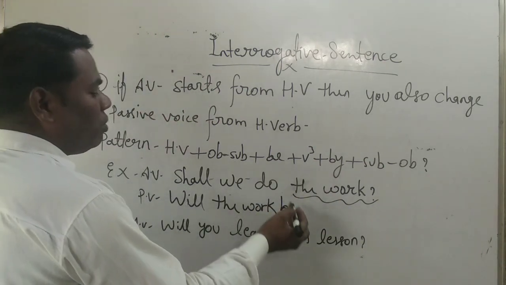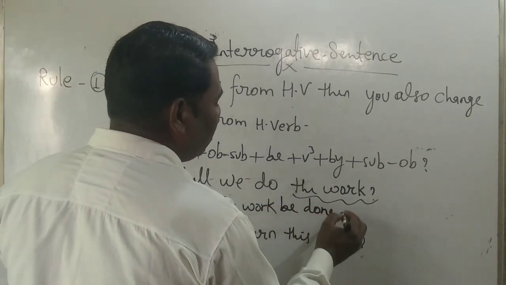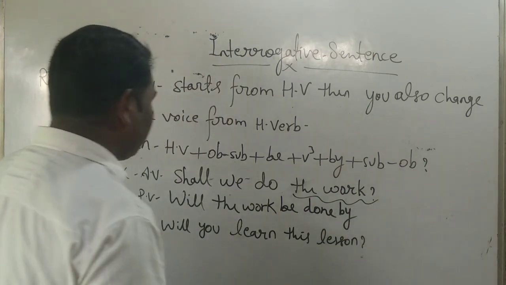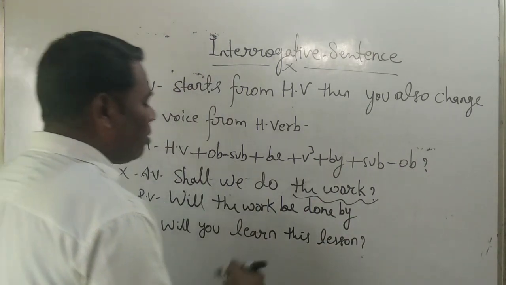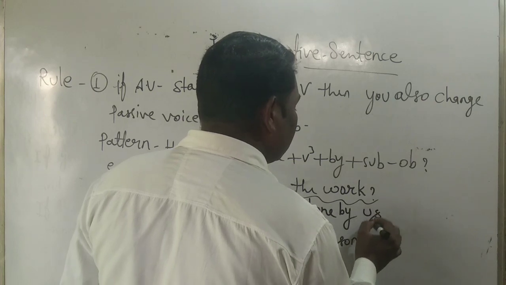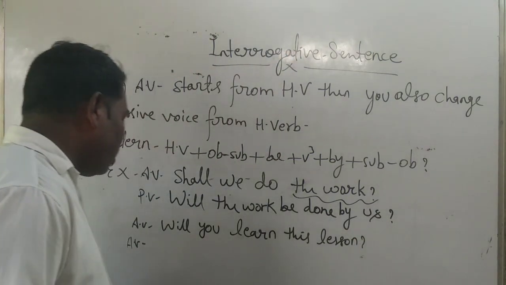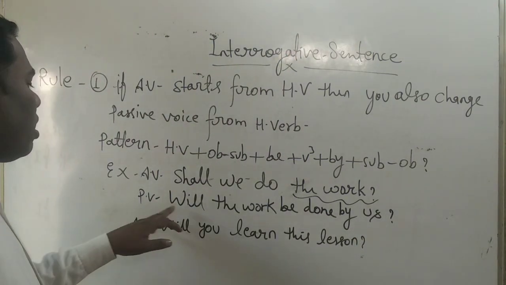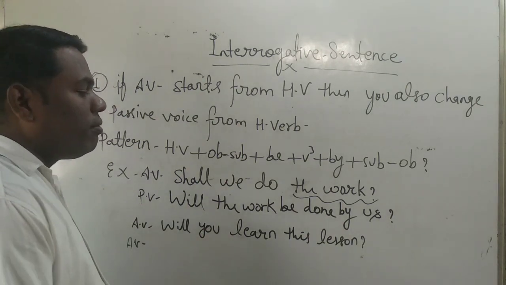What is V3 of do? Done. And then by, and then subject to object. We will be changed into us, and use a question mark in the end. Now you have changed to passive voice. Will the work be done by us?